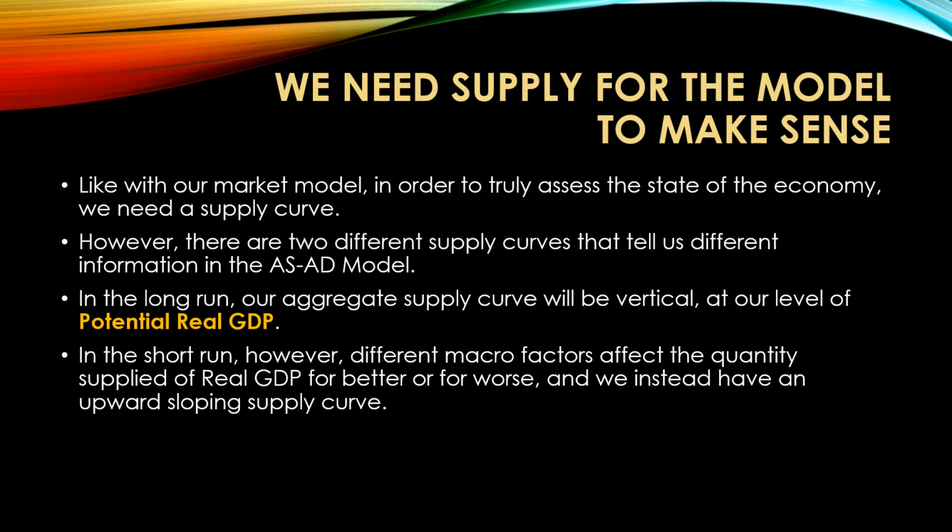The first one is going to be the long-run supply curve, and that's going to be vertical. The reason why it's vertical is it's basically going to be a benchmark. I've used the term benchmark a couple times in this lecture, and the reason why I'm doing that is because it is a benchmark. It's basically indicative of full employment. It's indicative of our potential real GDP.